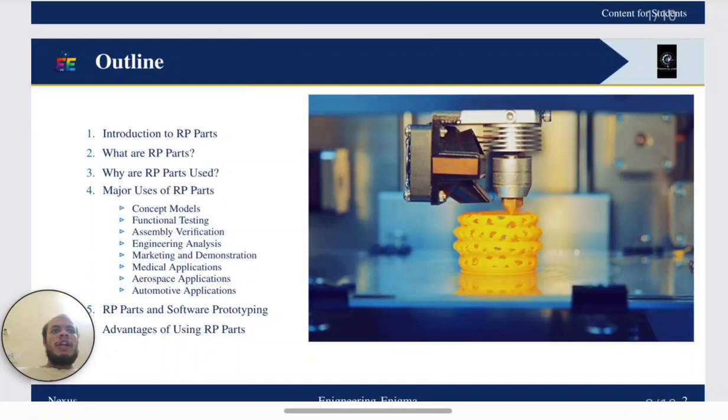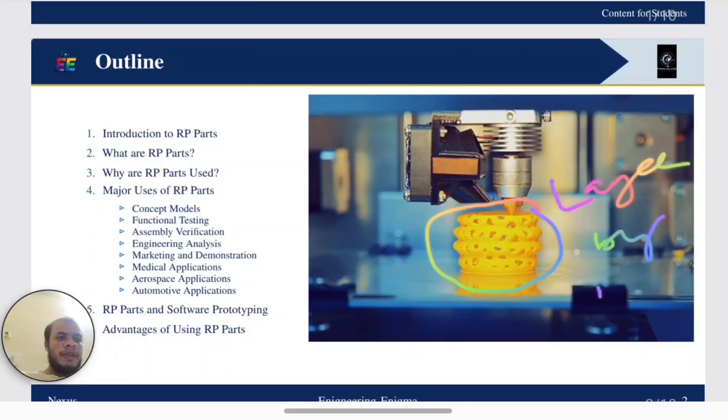So what are RP parts? What are the types of RP parts, and where are RP parts mainly used? What are the applications that they are currently being used for, and the advantages? We will go through everything. If you see here, it is nothing but layer by layer. So every application is printed layer by layer, one after another.